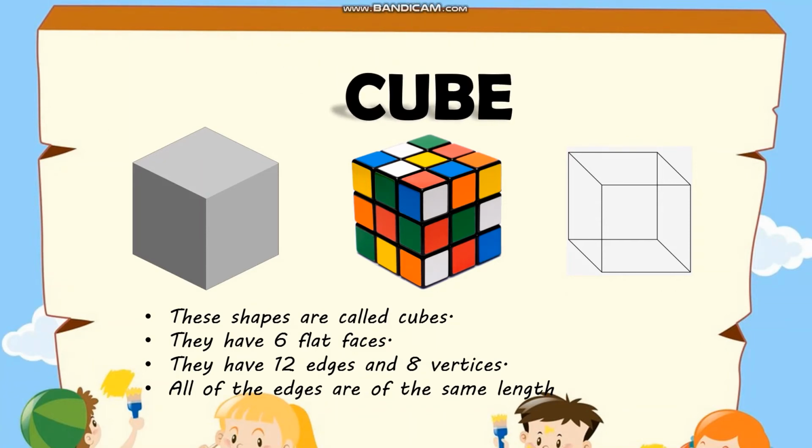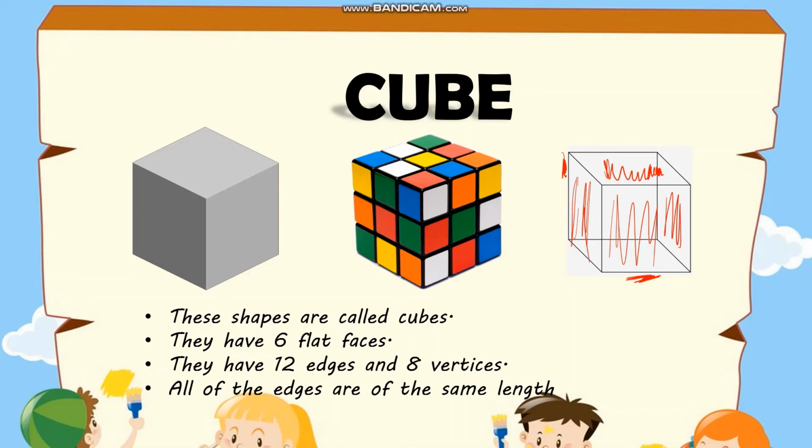These shapes are what we call cube. They have 6 flat faces. They have 12 edges and 8 vertices. And all of the edges are of the same length. So let's count the number of faces. So 1, 2, 3, 4, 5 at the bottom. And on the other side, 6.